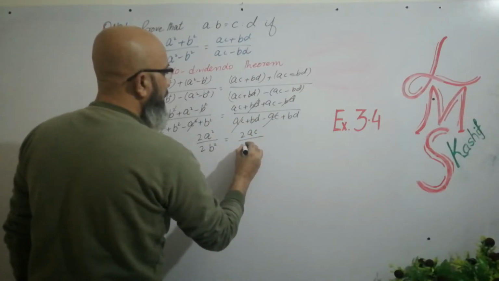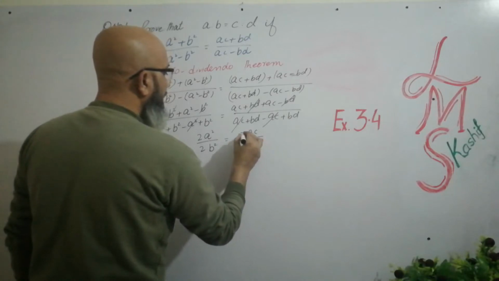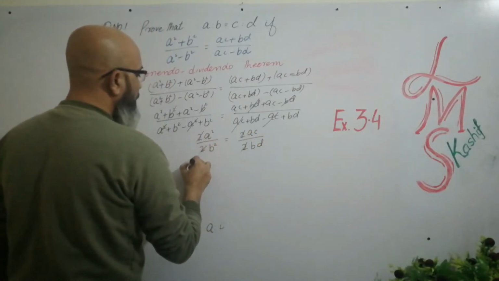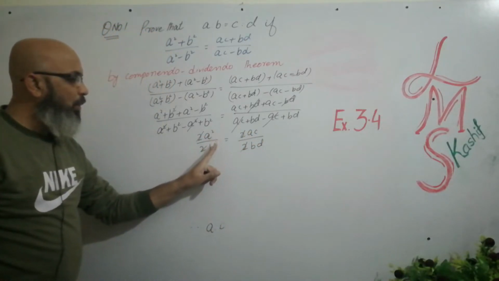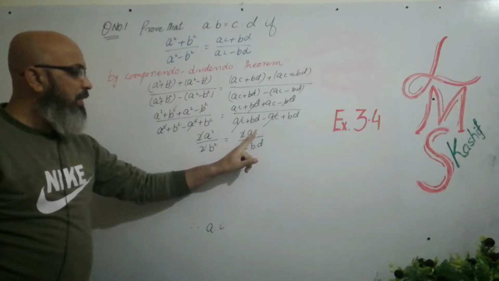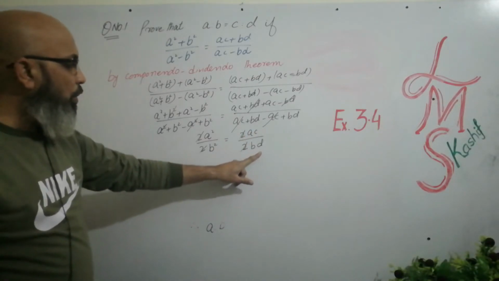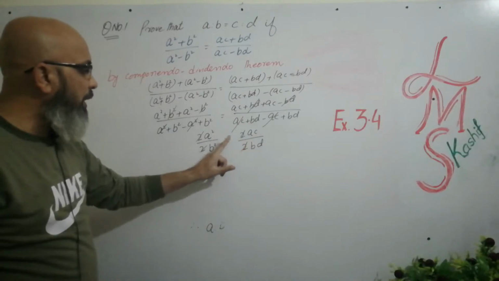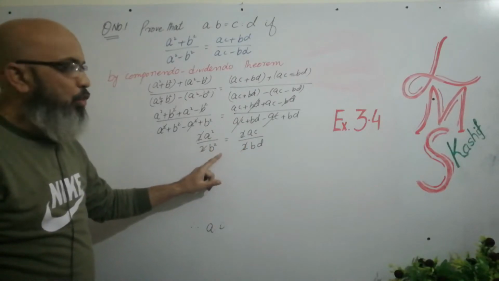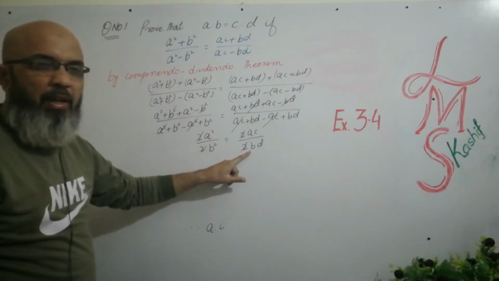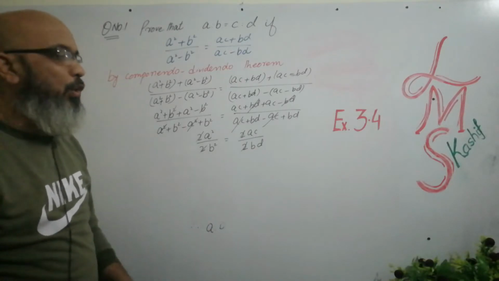2AC over 2BD. 2 cut with this one, 2 cut with this one. What we get here? A square over B square, AC over BD. Now we want to remove A and B from here and A and B from here. So what is the reciprocal of A over B? That is B over A.